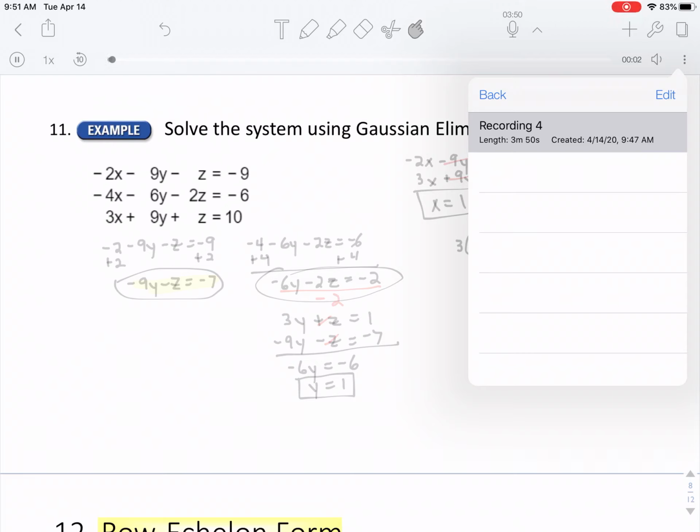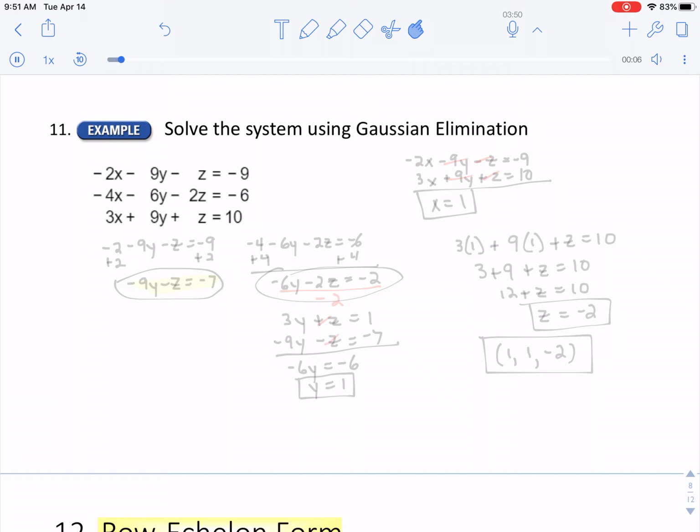This is section 6.3, problem number 11. Again, we're going to use the same method that we used in our previous chapter. So we're going to choose two equations. I'm choosing the first and the third. Now, why did I choose the first and the third? Well, if you look at them, we've got a negative z and a positive z, which means you can just add those two together and the z is going to go away right away.